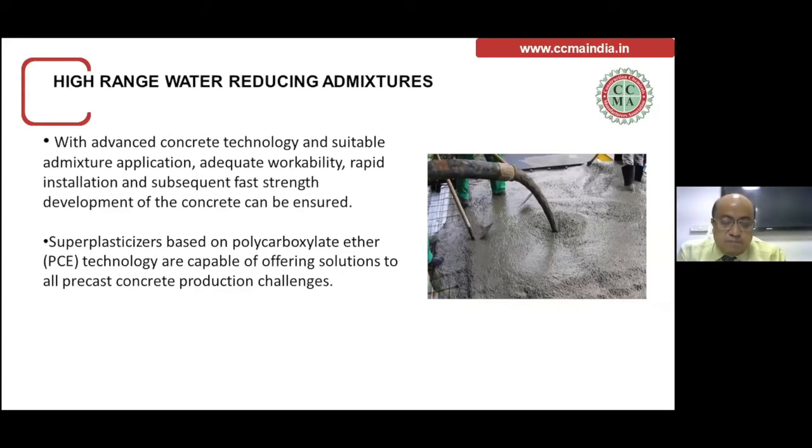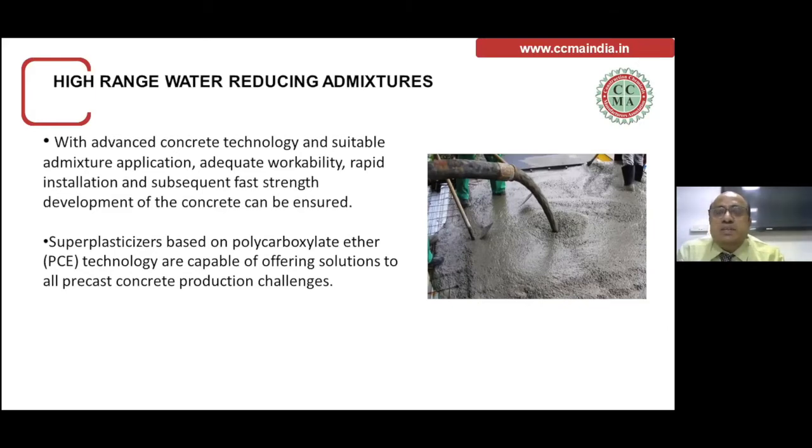And if we see the history of admixtures, the first time admixtures came was in the year 1873 in Germany, and it was calcium chloride based. Calcium chloride is basically an accelerator. Then, coming one by one, air entraining agents, retarders, as well as accelerators, water reducers, etc.